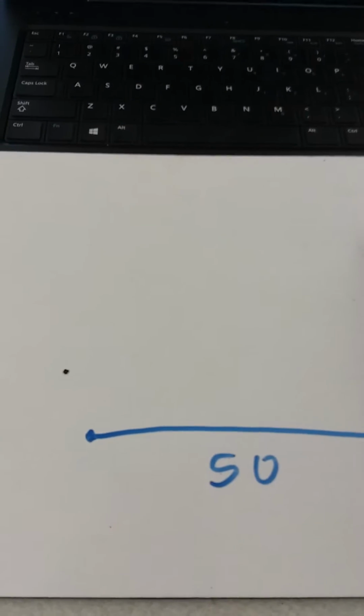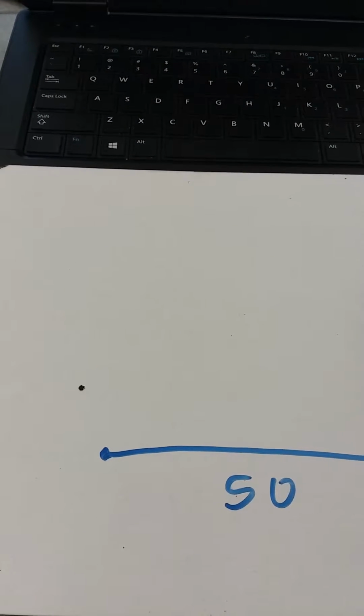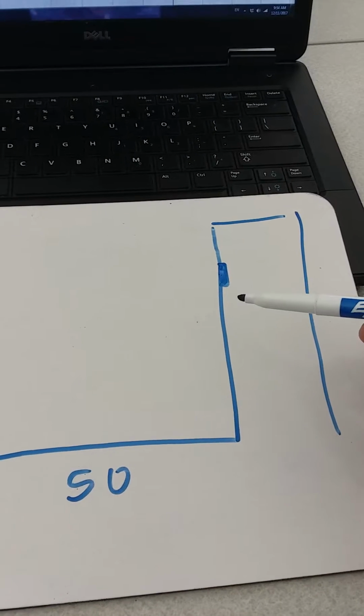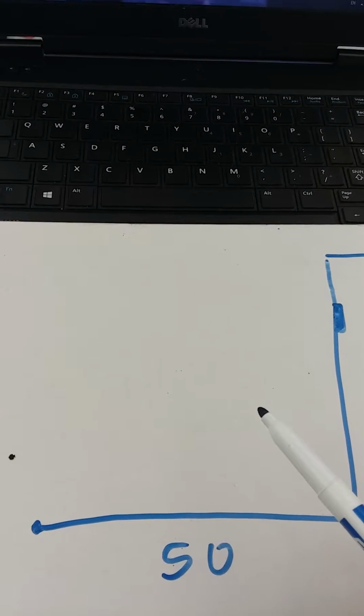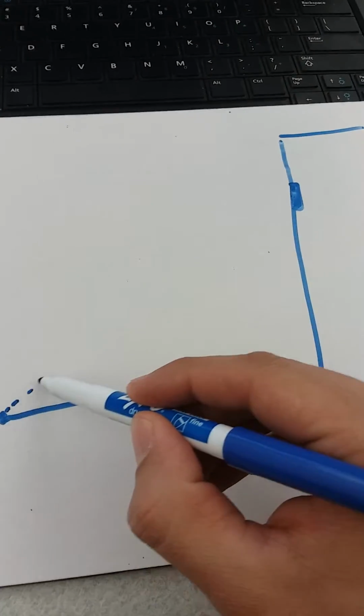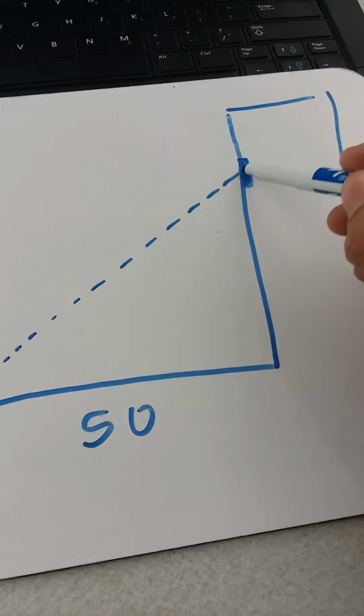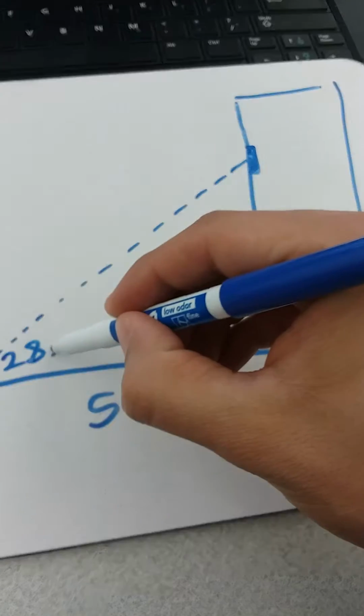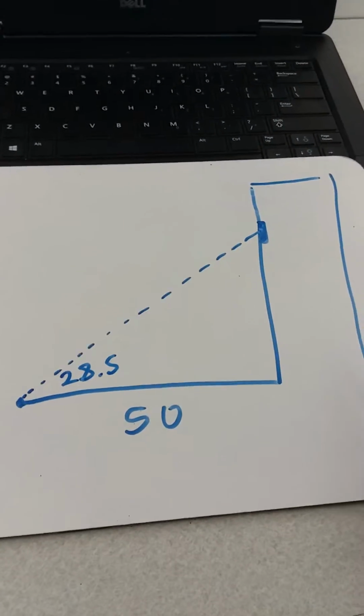Now it tells me the angle of elevation. He looks up to a window. So I'm going to draw a window somewhere on this building. So let's say my window is right there. Okay? It says he looks up to the window at an angle of elevation of 28.5 degrees. Okay, so notice I'm drawing every bit of this.